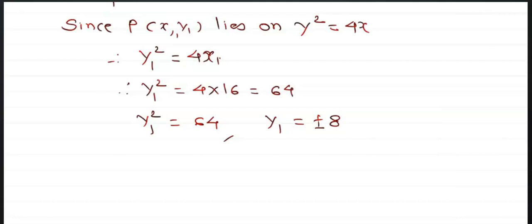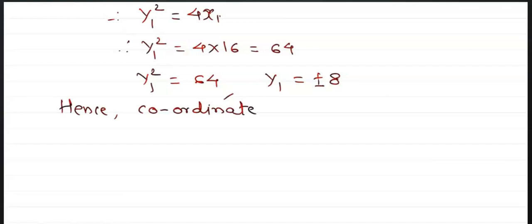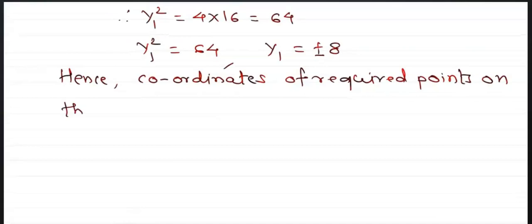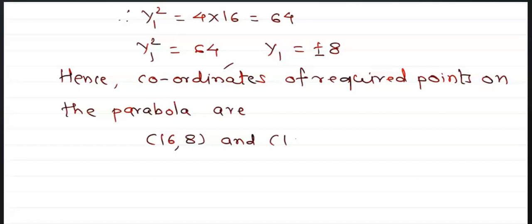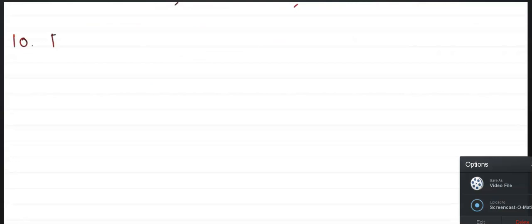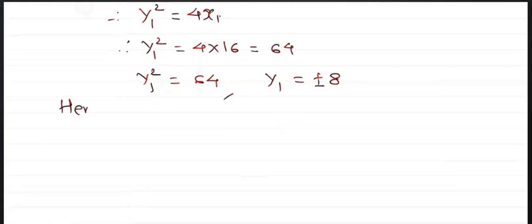Hence, the coordinates of the required points on the parabola are 16, 8 and 16, minus 8. You can see this again. Coordinates.